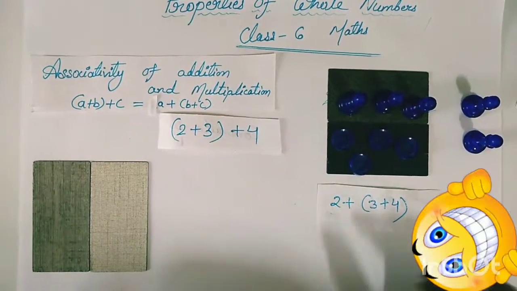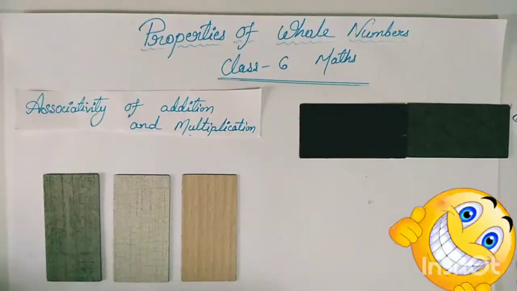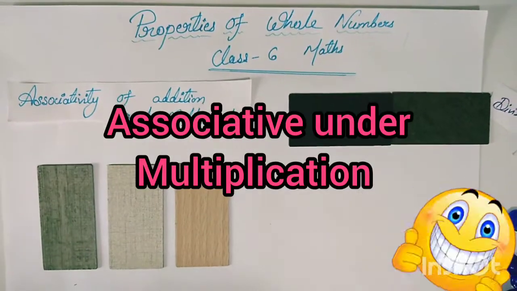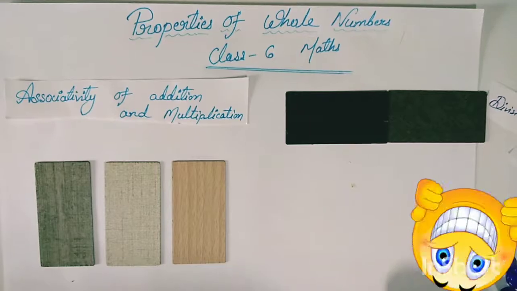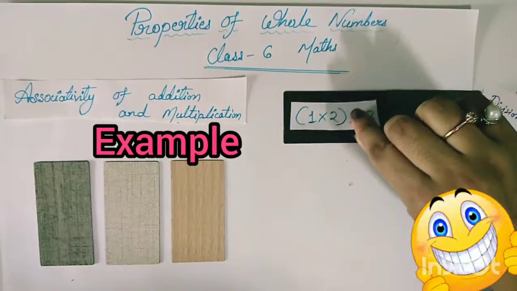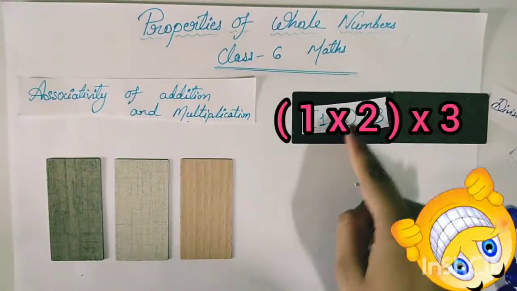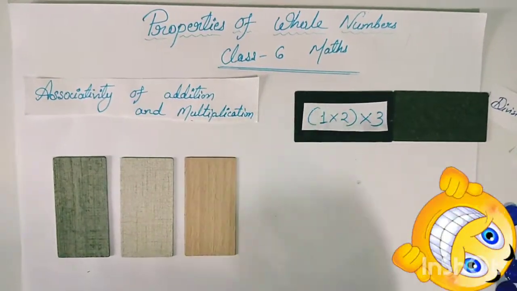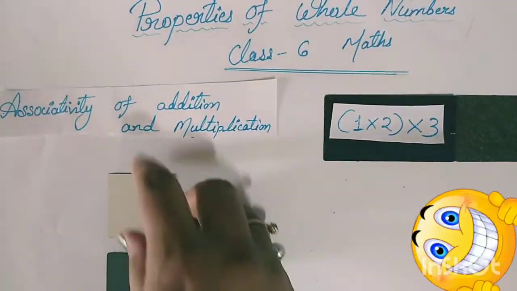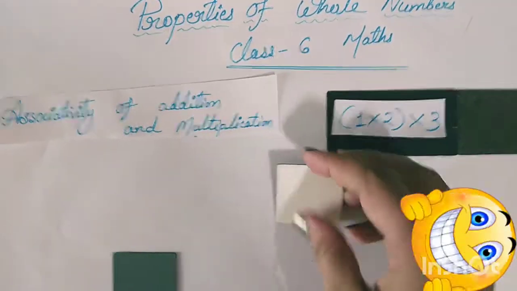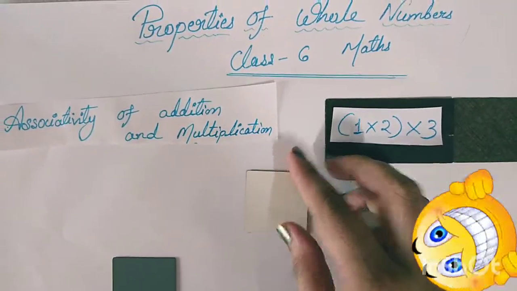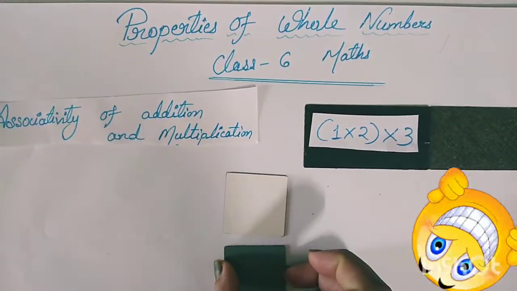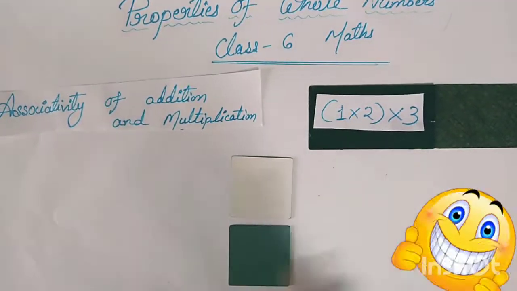Now let us check the next property. Now look at the associative property of multiplication. So what in case of multiplication? I am taking one example: 1 multiply 2 multiply 3. So first, 1 multiply 2. I am putting here one column like this and 2 rows.